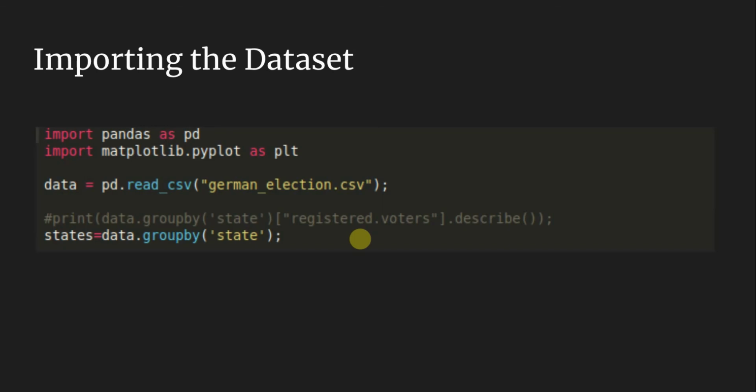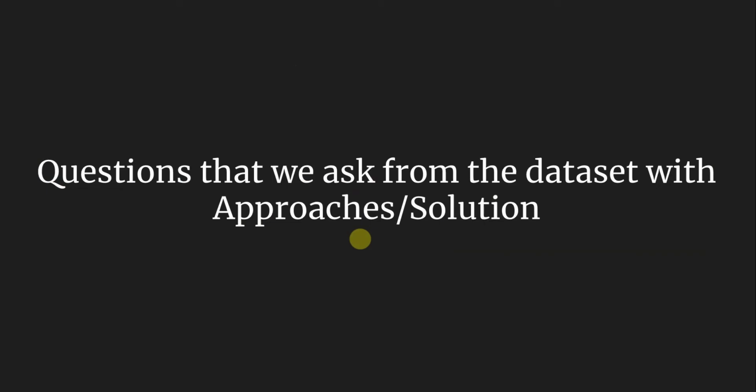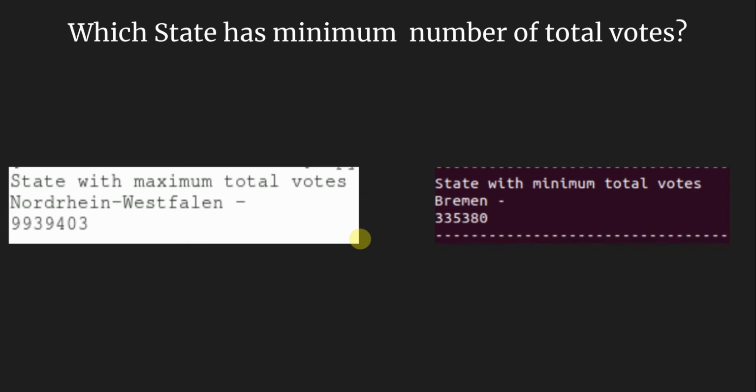Now here is the imported data set, in which we have imported the CSV file. So now the following questions can be asked of this data set, and we can infer the following from this. Here are the total votes, in which we have the maximum total votes and minimum total votes: maximum by Nordrhein-Westfalen, minimum by Bremen.